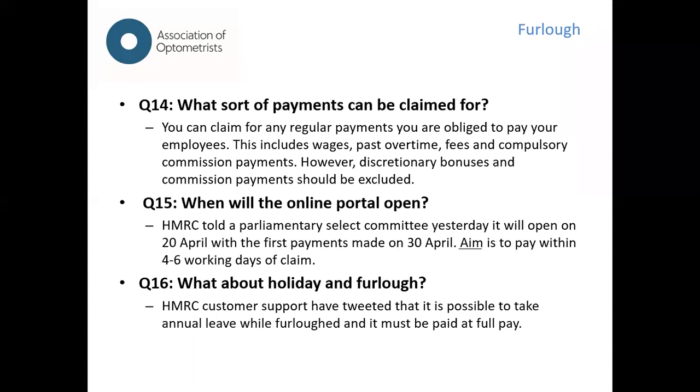So we heard yesterday that HMRC have told a committee that the online portal is going to be open on the 20th of April, and they expect the first payments to be made on the 30th of April. They say that their aim is to make the first payments within 4 to 6 working days of the claim. So it remains to be seen, obviously, if it will work that efficiently. The current government guidance sets out what information employers will need to make a claim, and it's also expected that more guidance about how to make that claim will be released in the next week or so. So obviously we'll update that on the AOP website when that comes in.